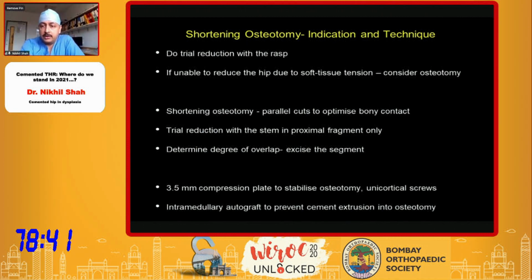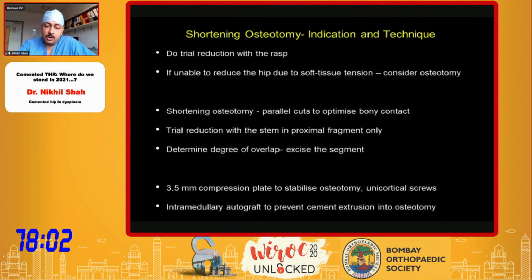So this is the technique to be used if you want to do a subtrochanteric osteotomy. You do a trial reduction first with your rasp or with your trial stems. And if it is too tight, and if you cannot reduce the hip because of soft tissue tension, then I would consider a subtrochanteric shortening. The osteotomy has to be performed in a biological manner. You have to try and make sure that you respect the periosteum. Plan your rotation meticulously by using an osteotome or a diathermy so that you know how much derotation element you want to introduce. The cuts should be parallel to each other so that you can optimize the bony contact.